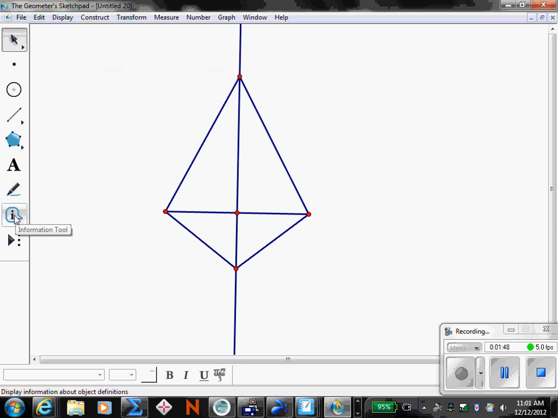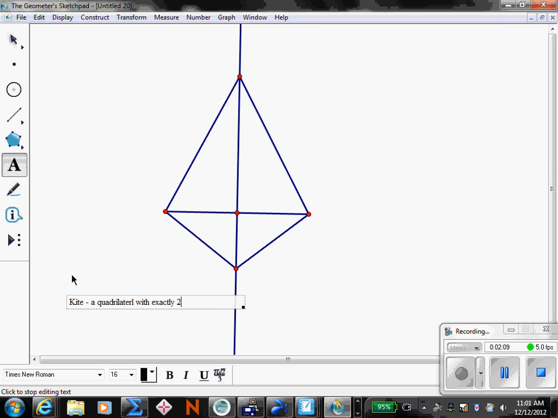I think it would probably be a good idea to type in the definition of a kite. It is a quadrilateral with exactly two distinct pairs of congruent consecutive sides.